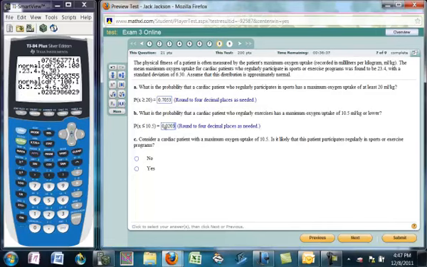Now let's see what else we have here. They have an uptake of 10.5. Is it likely that they participate in this sports or exercise program? I'd say not likely, because there's only a 2% chance that they're at this level or below. So not likely. Could happen. Small probability, could happen, 2%, but not likely.